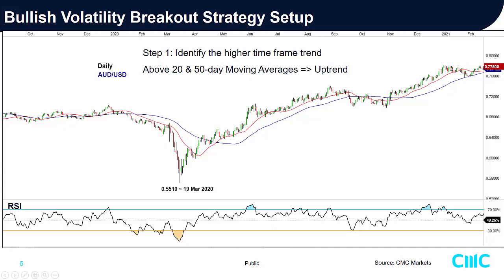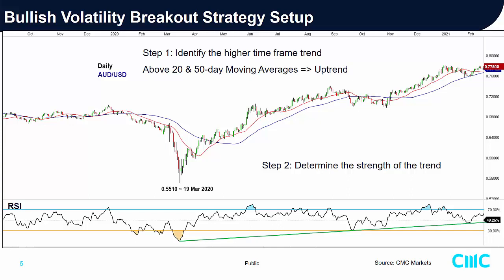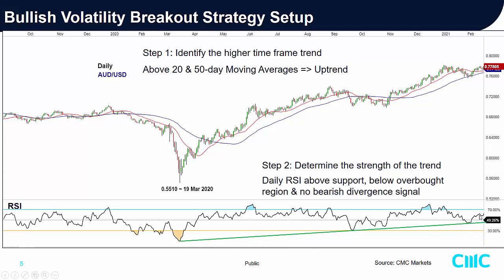And next, for this current uptrend, we have to see how strong it is. The way to determine the strength of this uptrend is by using the momentum indicator called RSI. The first thing to look out for is whether the RSI is trading above a corresponding support, like we see over here. Yes, it does. And has it reached the overbought level? No. And it does not have any bearish divergence signal. So all in all, the strength of this ongoing uptrend on the Aussie dollar in the daily time frame is still relatively positive and strong.